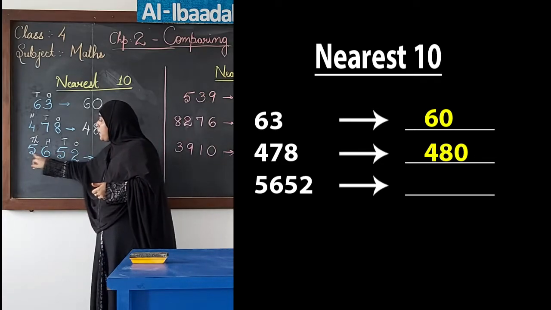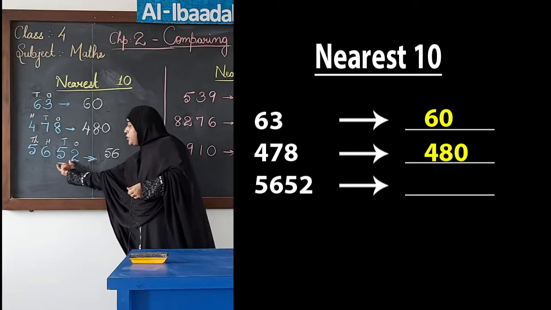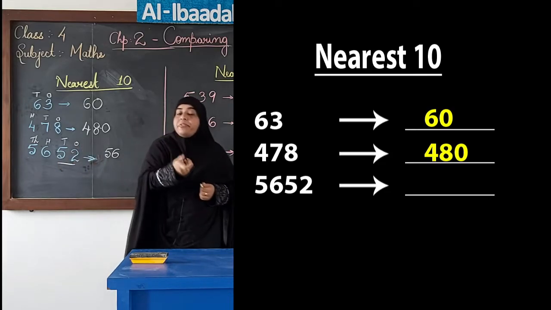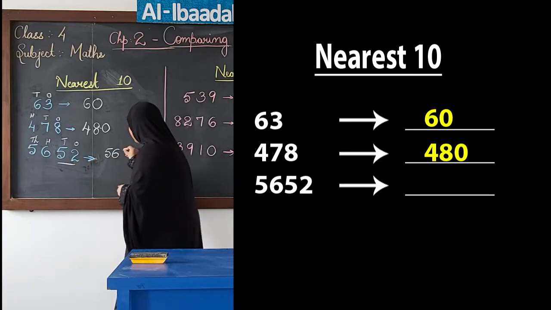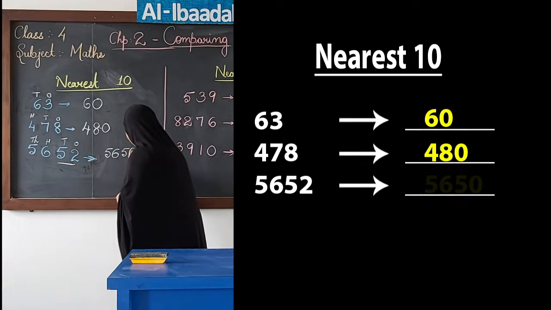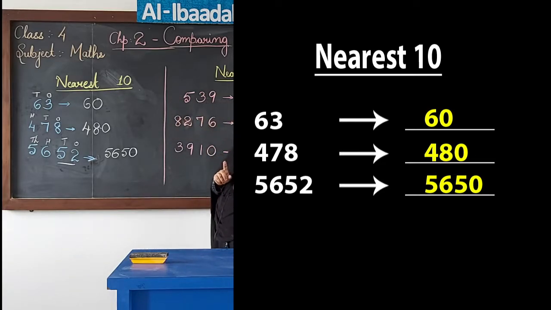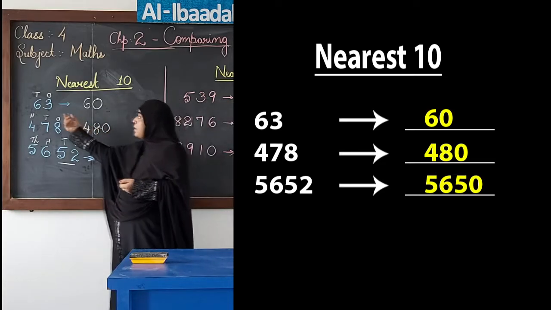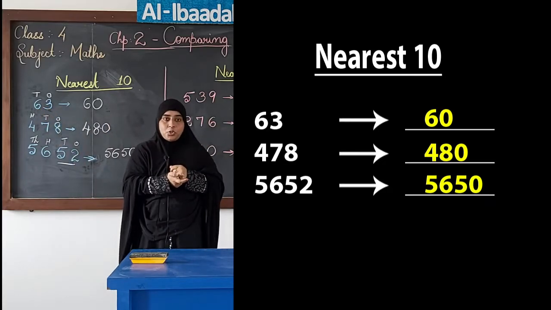So these two digits remain the same. 5 and 6 will remain the same. Now, 52 is close to 50, not 60, right? So this number will change to 50. So this is how we round the numbers to nearest tens. I hope you have understood what we have done. We have rounded the given number to which 10 it is close to.